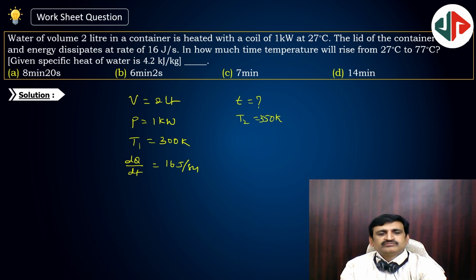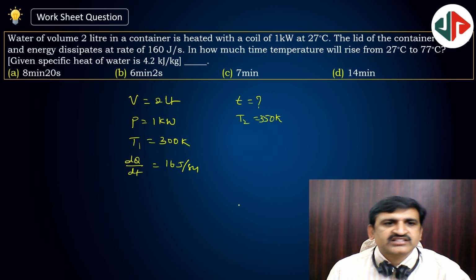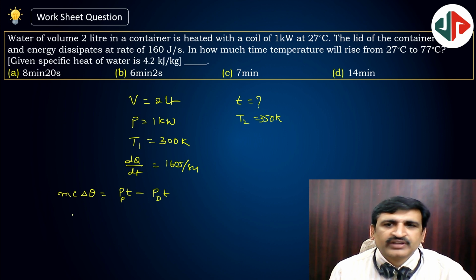I made one small correction here: that is 160 joule per second, not 16. So m c delta theta = power produced into time minus power dissipated into time, the net heat used by it. Mass m: volume 2 liters of water, and 1 liter is equal to 1 kg for water.